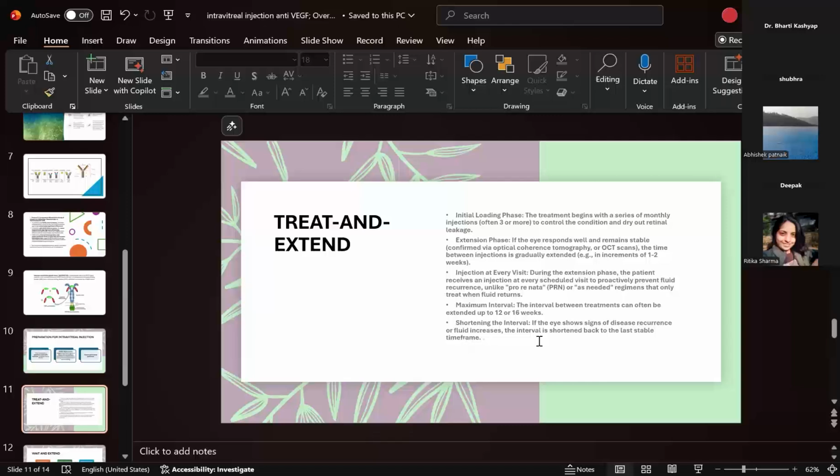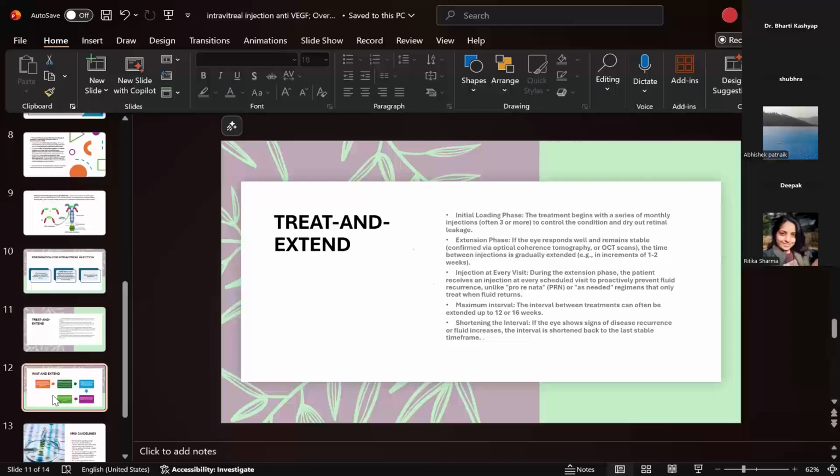When to shorten the interval? Suppose you have called him after 6 weeks and the patient returns at 5 weeks and says that he is again having blurring of vision. You check, the edema has recurred, so you shorten the interval. Instead of calling him after 6 weeks, you call him at 5 weeks next time itself. So that is treat and extend.